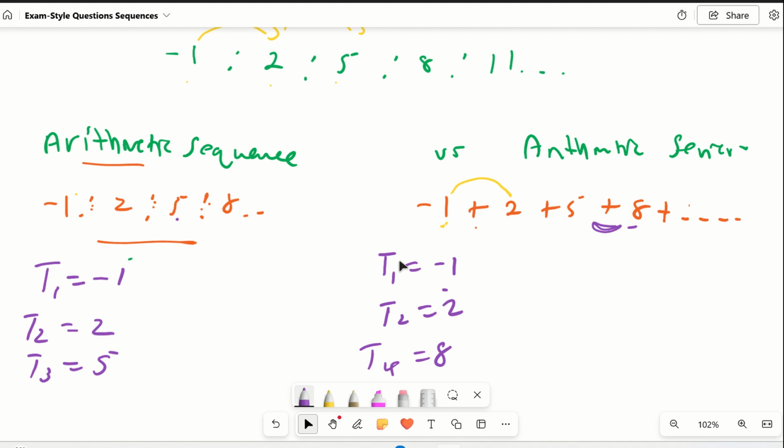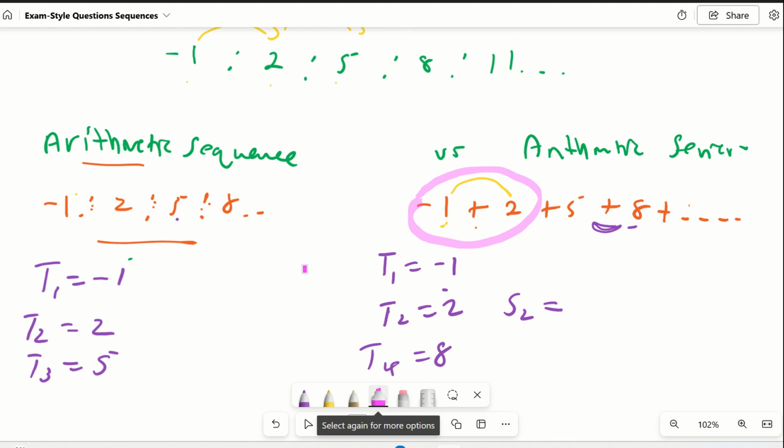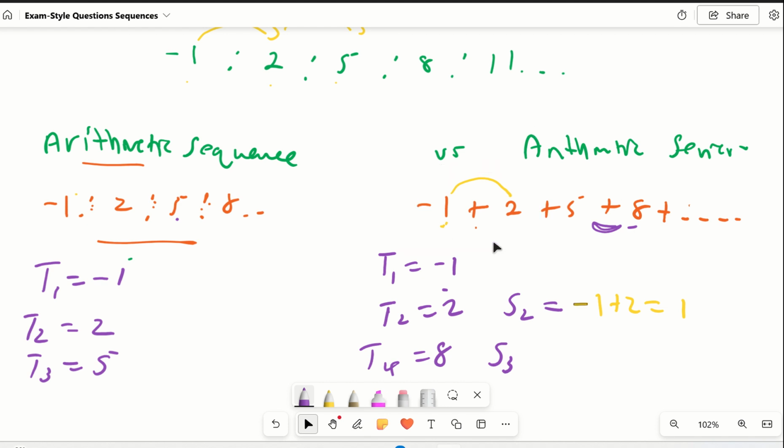But if they ask you what is S1, or rather, if they ask you what is S2, series 2, what are they saying? They're just basically saying what is the sum of the first two terms. That is, what happens when you add the first two terms. You just take it as it appears there. It's going to be minus 1 plus 2 gives you 1. That is S2.